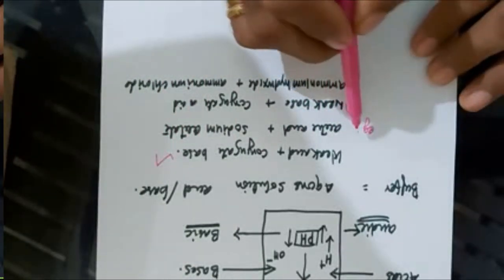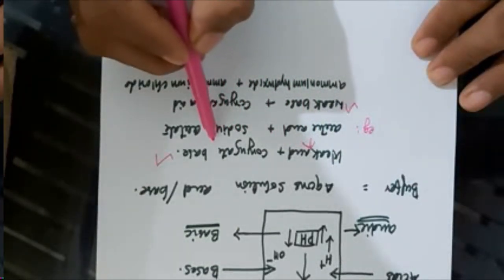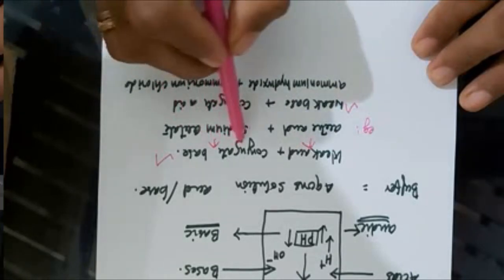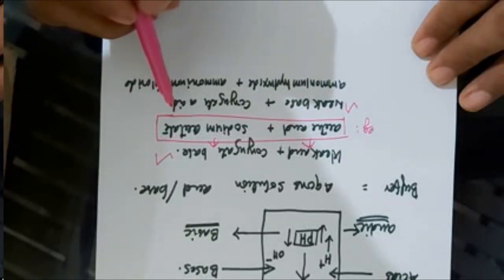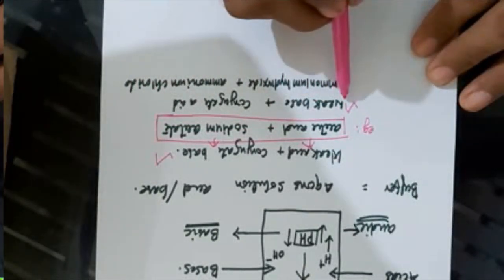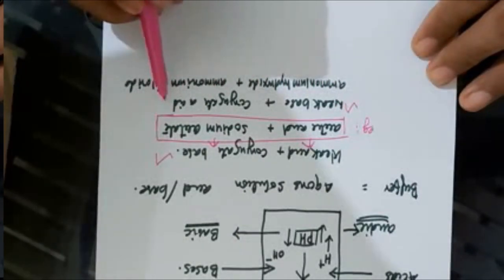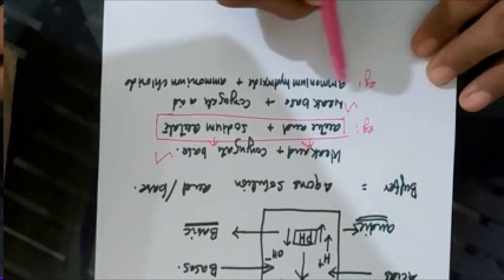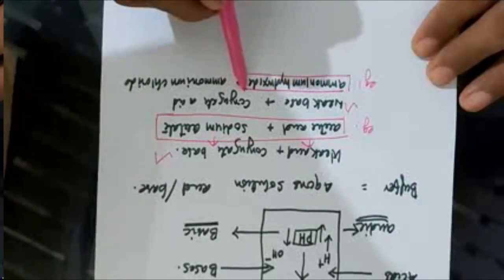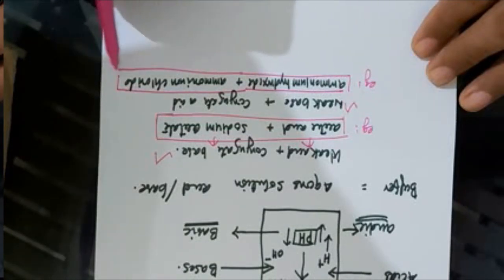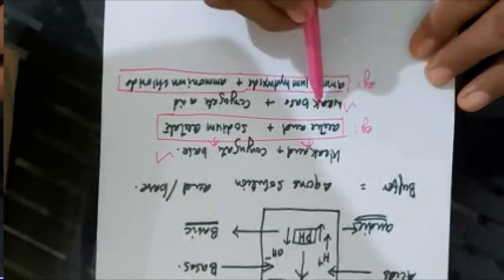So what is an example of a weak acid and conjugate base? Acetic acid is a weak acid and its conjugate base is what? Yes, sodium acetate is the conjugate base. So this forms a buffer, one example of a buffer. And the second example is a weak base and its conjugate acid, for example ammonium hydroxide is a weak base, and ammonium chloride is its conjugate acid. So this is another example of a buffer. Got it?